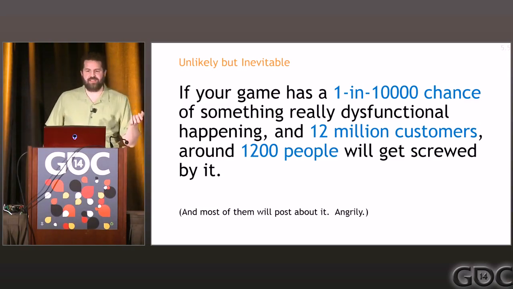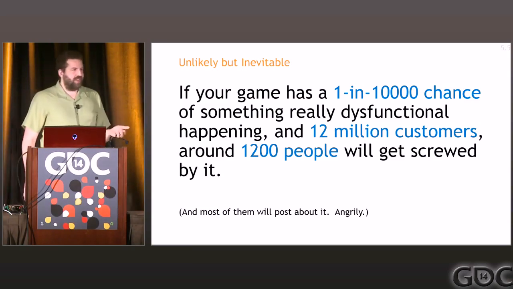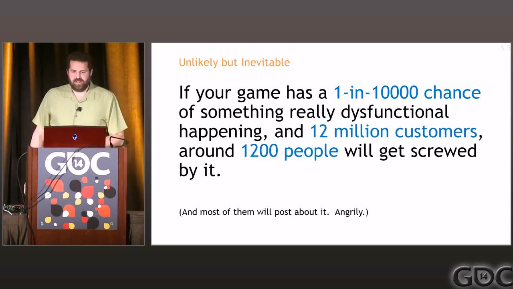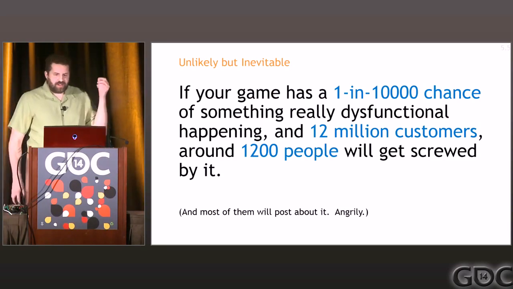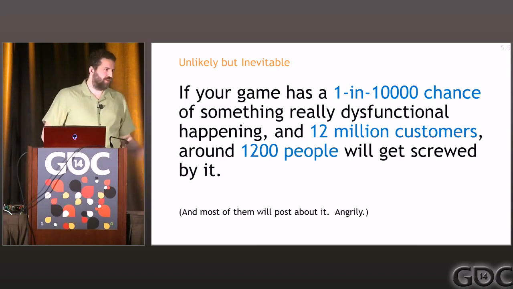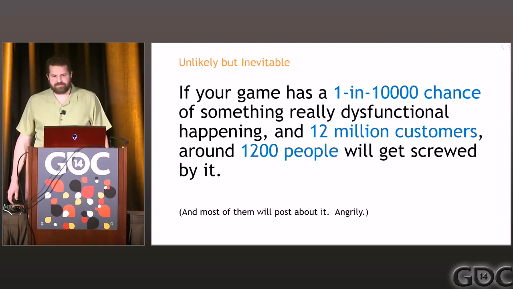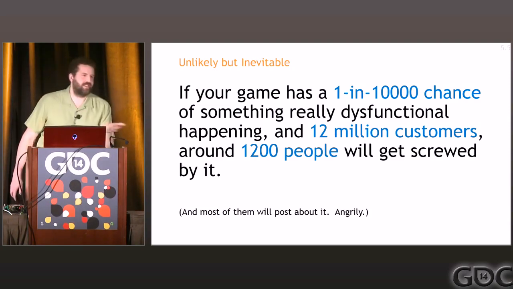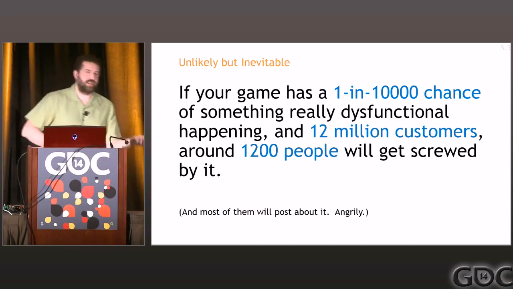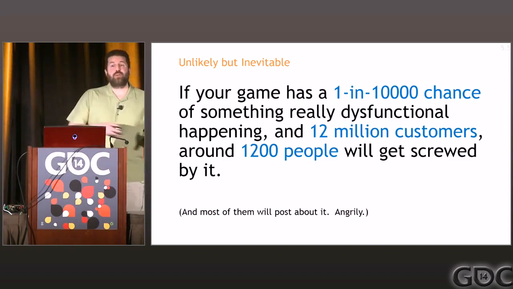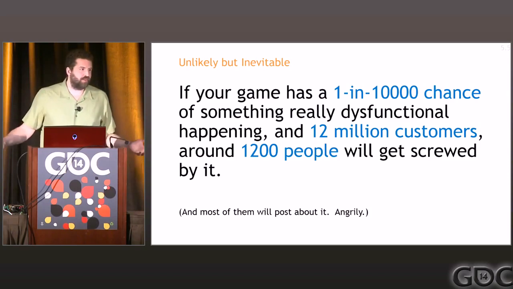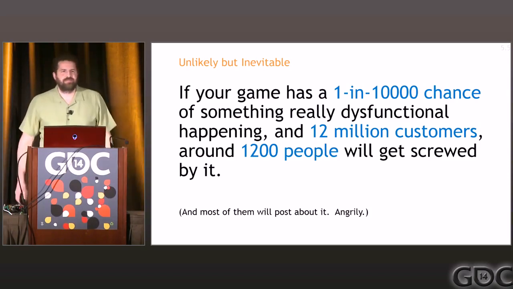If your game has a 1 in 10,000 chance of something really bizarre going wrong, and you have 12 million customers, you're going to have 1,200 people-ish who are going to get screwed by it, and they're going to be posting about it angrily, right? So when you code something to be, well, that's really unlikely that that would happen, right? They're either going to get this, or this, or this. For them to go through that whole level and not get a single health potion, that's going to happen.